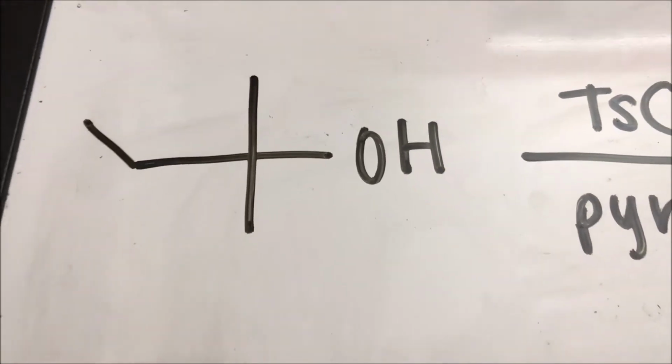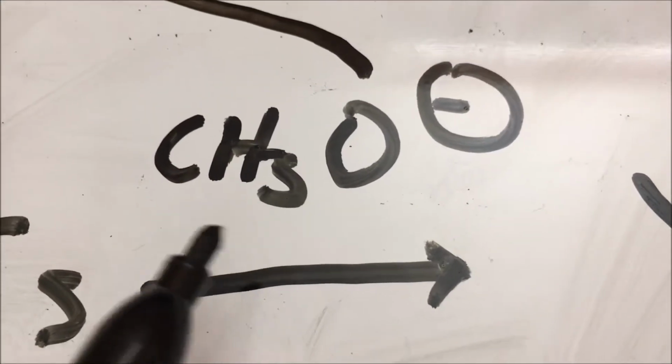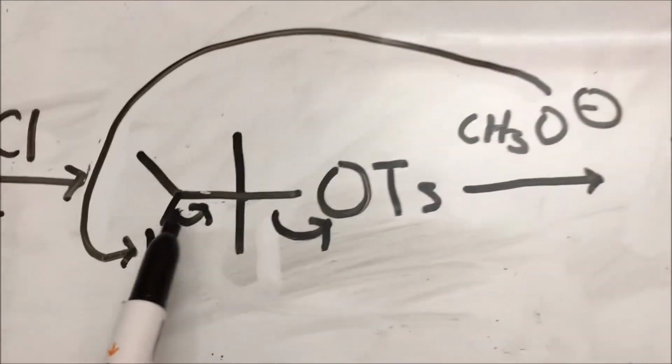Once the alcohol has been converted into a better leaving group as a tosylate, we can use a strong base such as methoxide with a negative formal charge to act as a strong base and deprotonate from the beta carbon that will help us form the more substituted Zaitsev product.